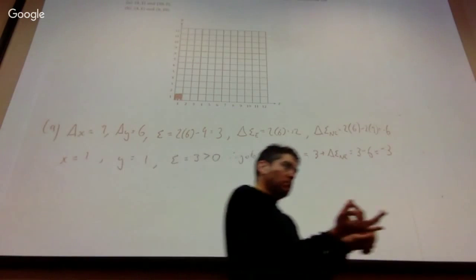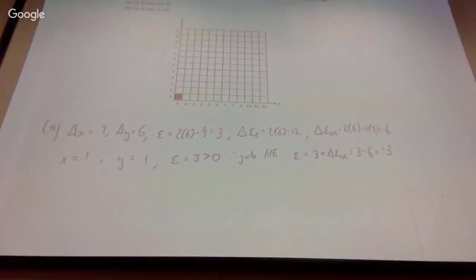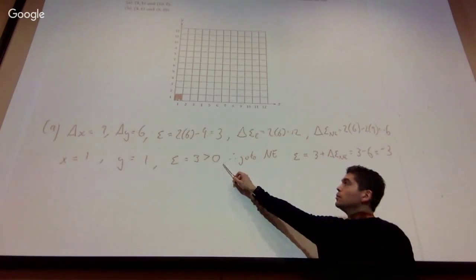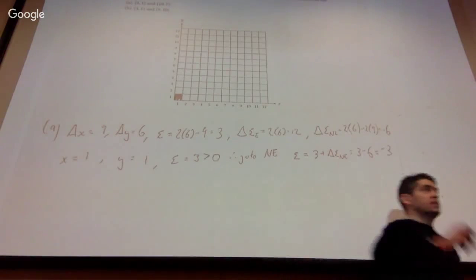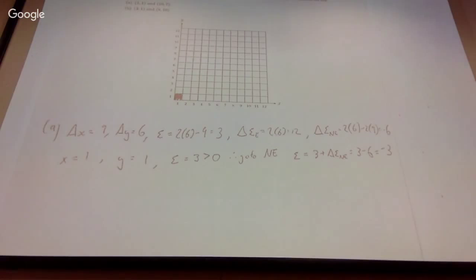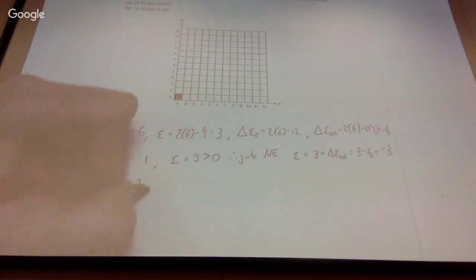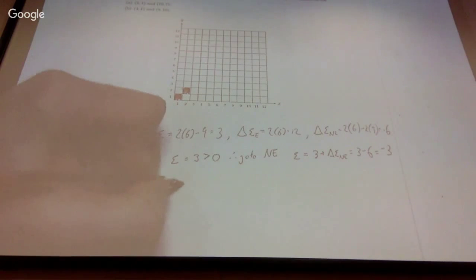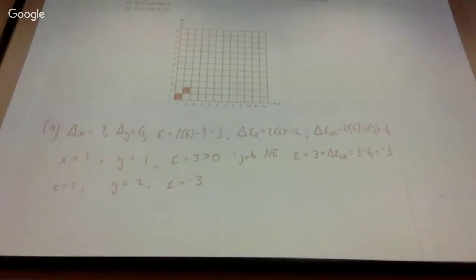Okay, so I shade in our current pixel. I check to see where our next pixel is going to be. Well, error is positive, so I'll go to the northeast, and then I change the error. So for the next pixel, x is going to be equal to 2, y is going to be equal to 2, because we're going to the northeast pixel. And our error is now minus 3. That's negative, so we go to the east pixel.